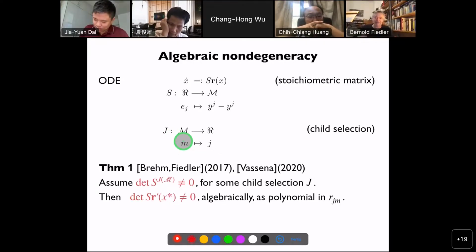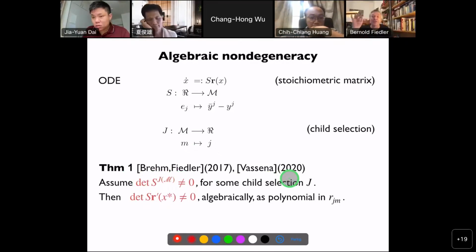And a child selection means that each mother picks one favorite child. And then I can look at the columns of my stoichiometric matrix, which consists of those reactions, of those children which have been picked by their mothers, by the child selection. And I assume that that determinant is non-zero for some child selection. There exists a child selection where this much smaller determinant is non-zero. Then the Jacobi matrix of this system, SR prime, has non-zero determinant. That's a square matrix again, right?